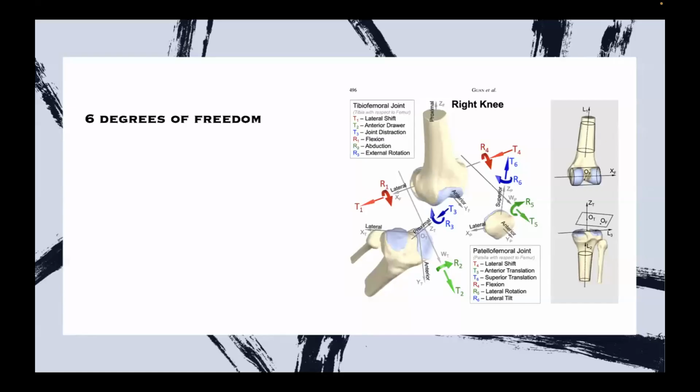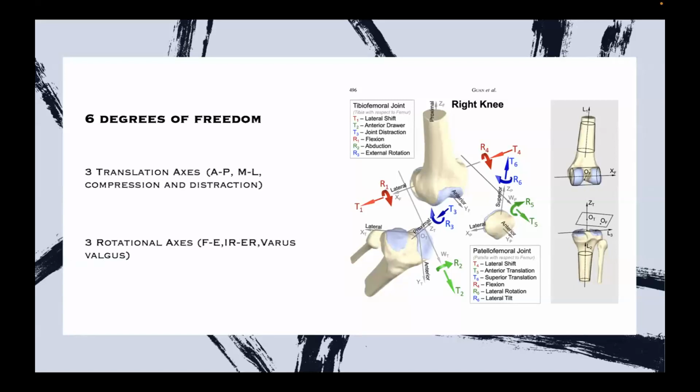So regarding net knee kinematics, the knee joint has 6 degrees of freedom. That is, movement occurs along 3 translational axes: the anteroposterior axis, the mediolateral axis, and compression and distraction, and along 3 rotational axes: flexion, internal and external rotation, and varus valgus.